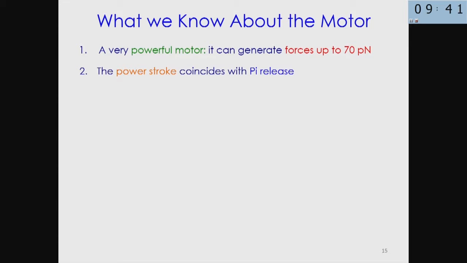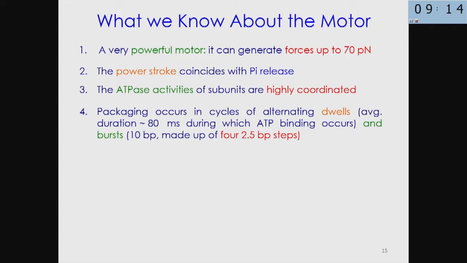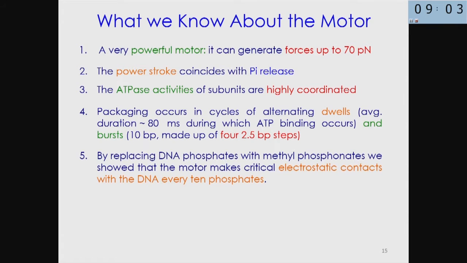The other thing is that the moment in which the power stroke is produced in the motor coincides with the release of phosphate from the ATP after hydrolysis has occurred. The other thing is that the ATPases, all 5 of them, are highly coordinated. If you stop one of them, then the whole motor stops. All of them have to be working in order for the motor to work well. And I already told you that packaging occurs in cycles of dwells and bursts, and the bursts are 10 base pairs in size, made of 4 steps of 2.5 base pairs.